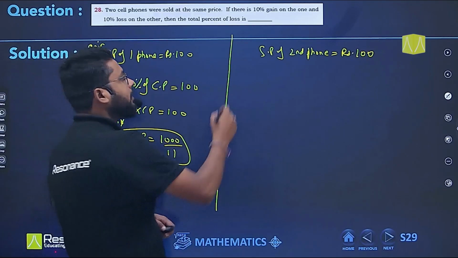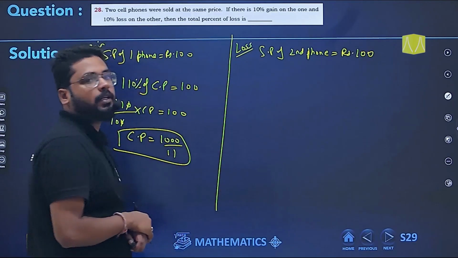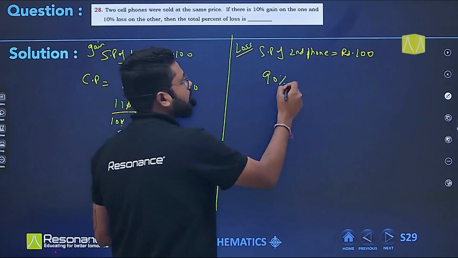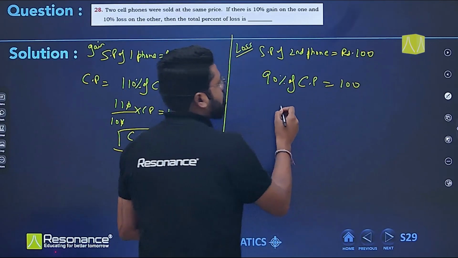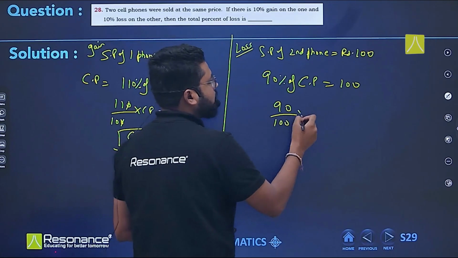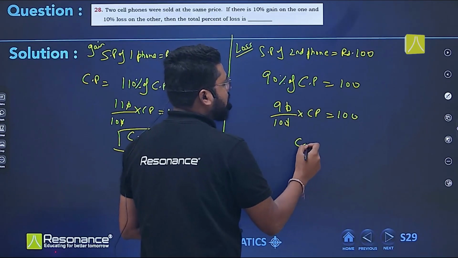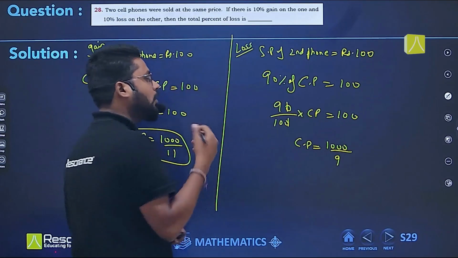But in the second case it is a loss of 10%. This means out of 100% capital I am losing 10%. So 90% of CP will be 100. So 90 by 100 into CP is 100. So CP will be what? 1000 by 9, if you cross multiply.